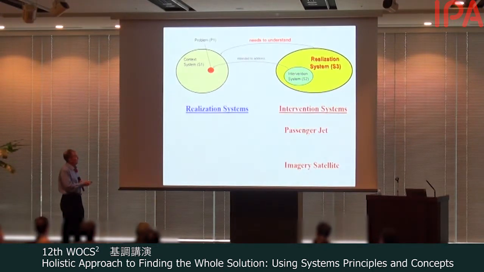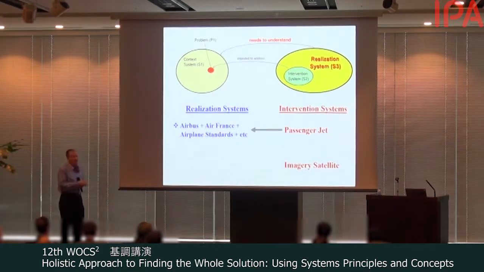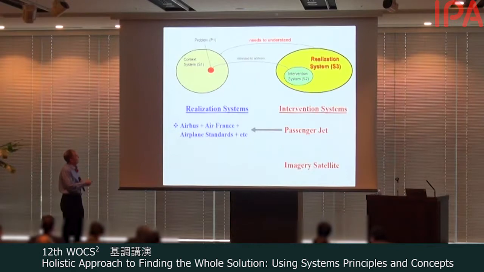So what's the intervention system for this passenger jet solution? Well, it's more than just the company developing. It may also be the organization that operates the system. Because it's not good enough just to build the jet, you also have to use it in a certain way. There may also need to be a set of standards for the airplanes that make them safe to operate, and so on. So the realization system is more than just the development organization.